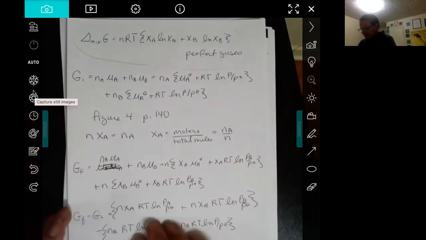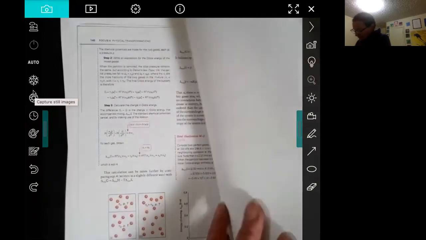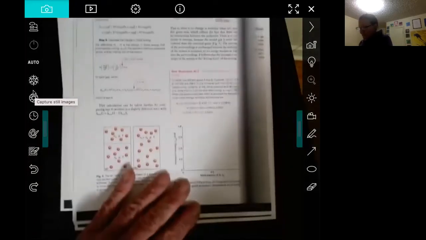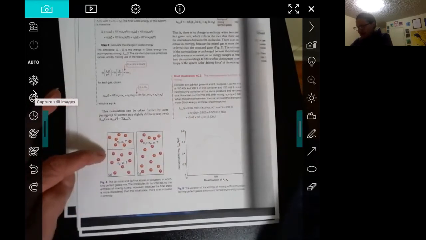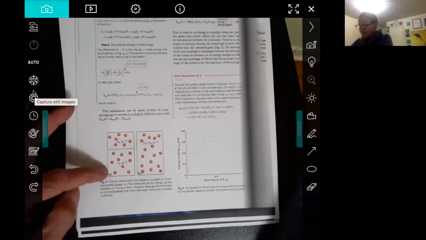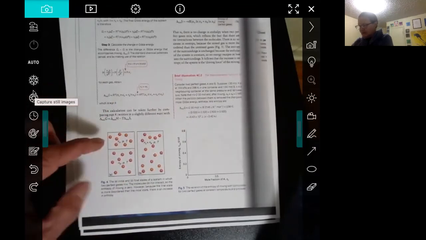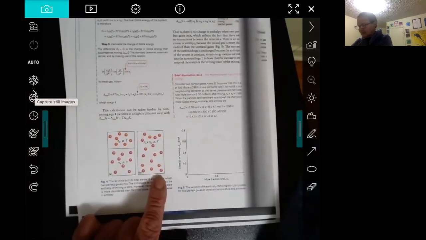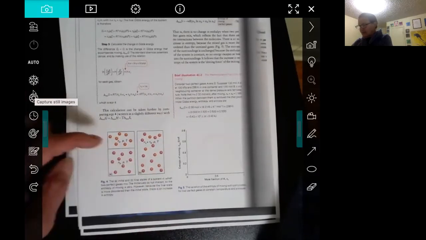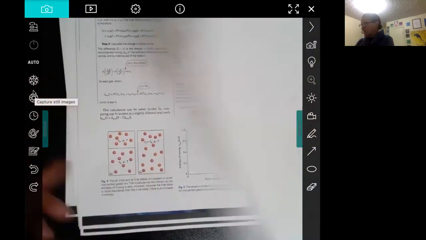So if you look at figure 4, just so you understand what we're doing, this picture right here, we're simply going to pull out a barrier from our initial state where they're separated and allow them to mix. And notice that the container stays the same size, so the total pressure stays the same, which will be important. But here we have A and B as separate pure components, and here we're going to have a mixture.